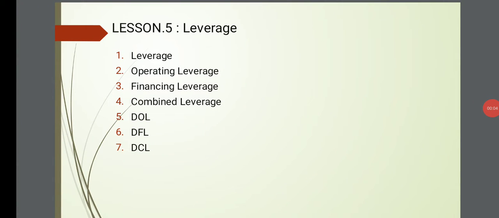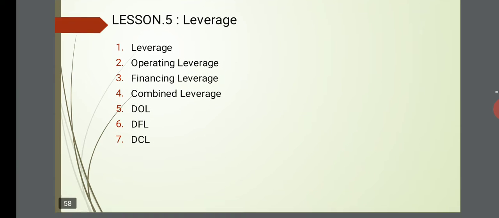Good afternoon, everyone. We'll start with lesson 5, leverage. We've already discussed this in the classroom. This is one step ahead of CVP analysis. In CVP analysis, we learned that sales minus variable cost is equal to contribution, minus fixed cost is equal to EBIT. Here we'll go one step ahead and also learn that EBIT minus I, that is interest, is earning before tax.